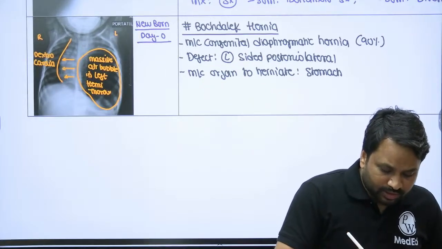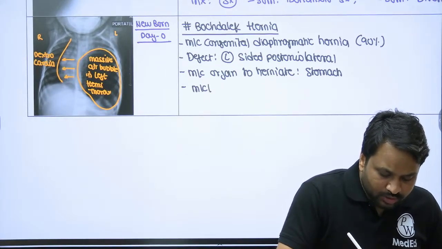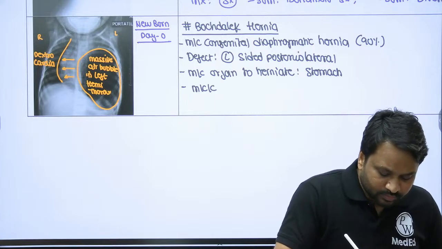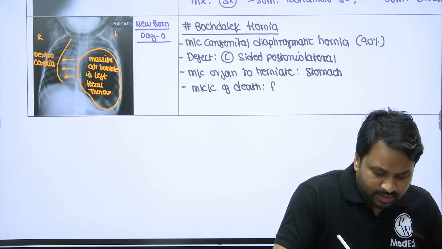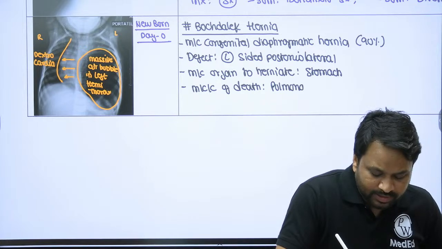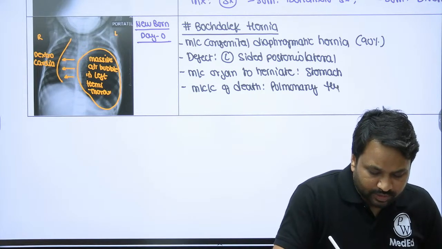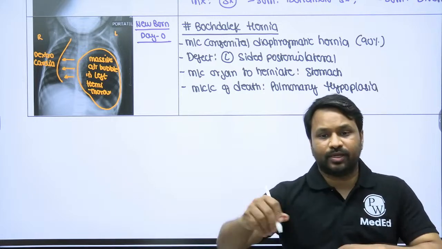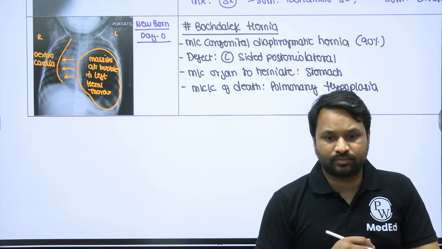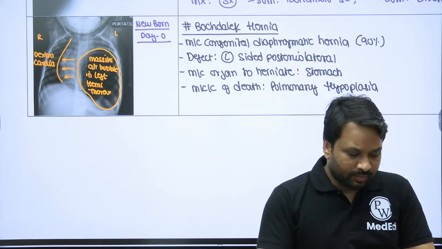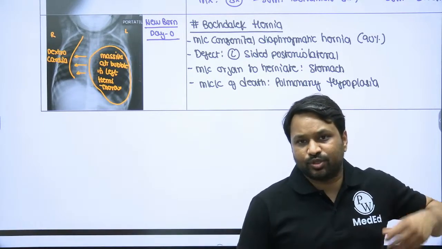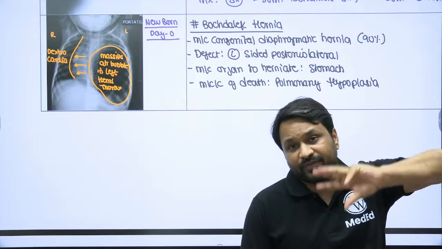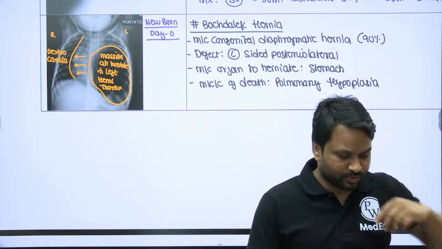In Bochdalek hernia, the most common cause of death is pulmonary hypoplasia. But not necessarily always is it going to be loops. Sometimes you can have the stomach. See, most common is stomach. If it is small bowel, then you'll have more of loops.